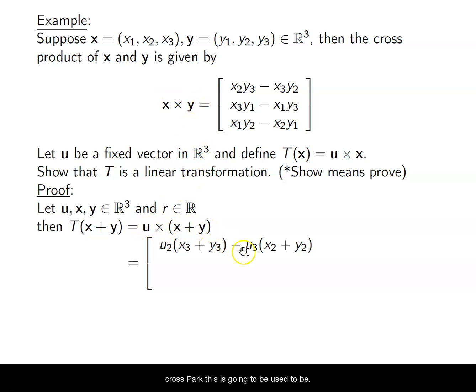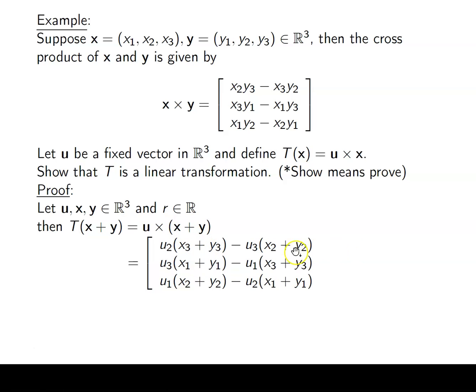Because I'm doing u cross product something, this is going to be u3, and then it's the second component of that second vector. So this is my second vector here, x2 plus y2, right? Because remember, what's x1 plus y1? You're just adding the components together. And so I'm going to do that all the way down, just following this formula.